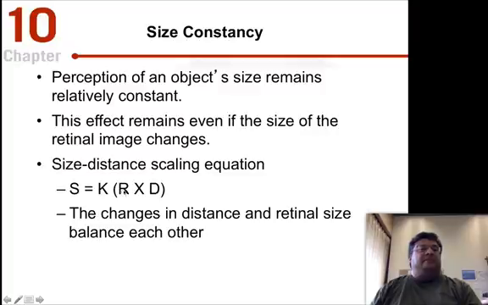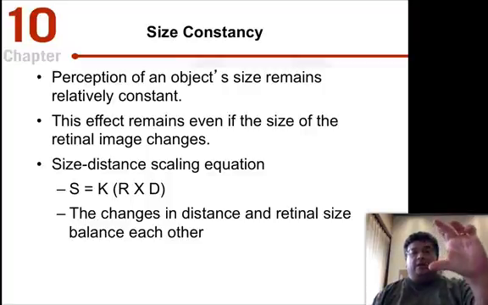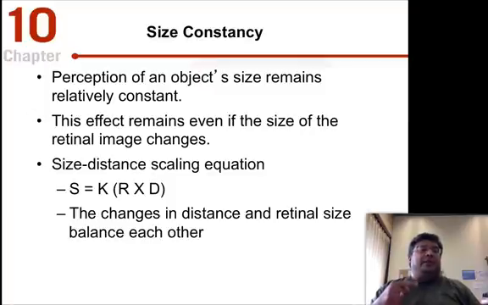Notice that there's an inverse relationship between R and D. The bigger D gets, the smaller R gets. The bigger R gets, the smaller D gets. And so basically they balance each other out so that we always have this perception, S, of size always being equal. So the changes in the distance and the size of the image on the retina balance each other out. And this tells us why this little equation gives us a good picture, I think, as to why we need distance cues in order to judge relative size, or why a pilot would need distance cues to judge whether that box on the ground is a box or a building.